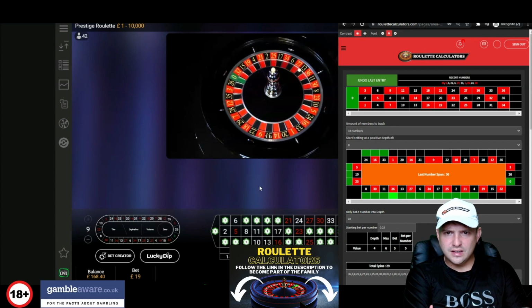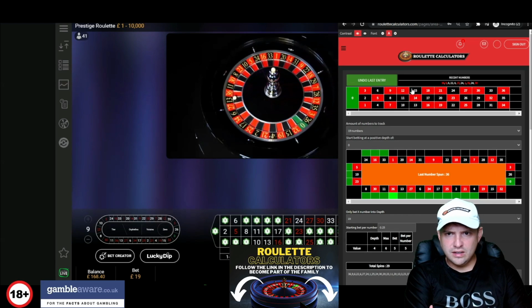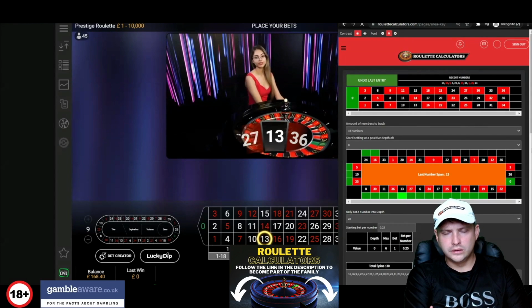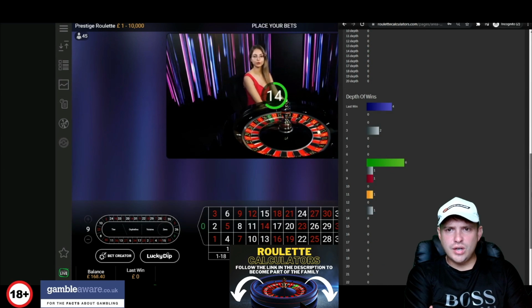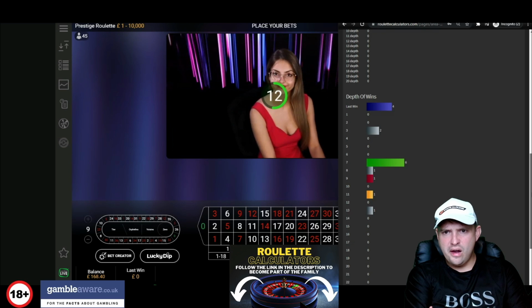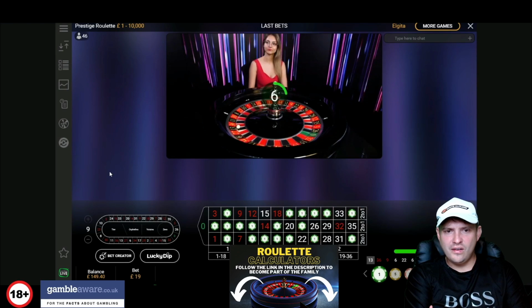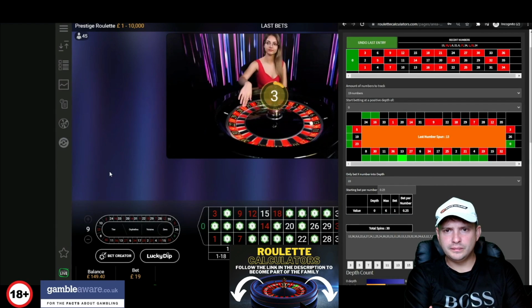That's gone to 13, so that's back in the highlighted section now. So, I mean, the dealer is showing some levels of consistency, but she's chopping and changing it a lot, and also that wheel manipulation is just way too obvious.